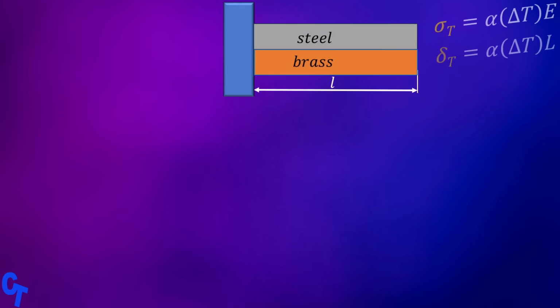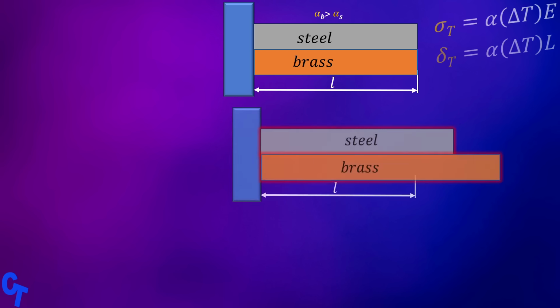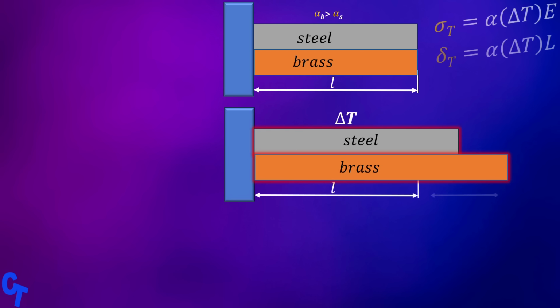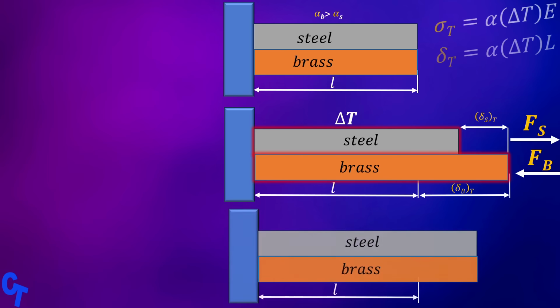Now let's say we have two materials, the first one is brass and the second one is steel. Since the coefficient of thermal expansion of brass is greater than that of steel, when heated, brass will expand more than steel. However, since the two bars are bonded together, the brass bar will have a backward reaction due to steel, and the steel bar will have a forward reaction due to the brass force. Hence, the load or force on the brass will be compressive, whereas on the steel, the load will be tensile.